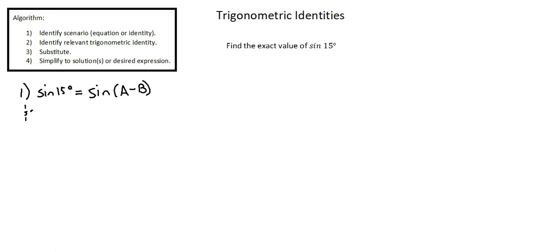We've completed step 1, we have our equation. We've also completed step 2, we've identified the relevant identity. Moving on to step 3, we will substitute. The right side of the equation is either 60 minus 45 or 45 minus 30. Sine of 60 degrees minus 45 degrees. From here I'll apply the identity.